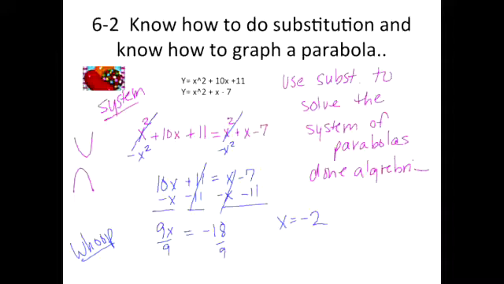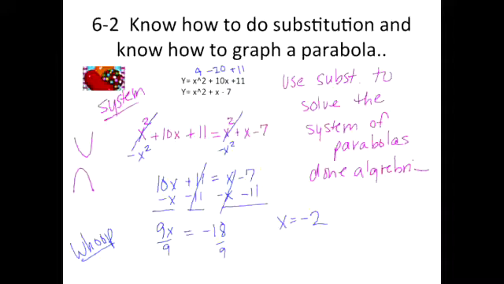So -2 squared is +4. -2 times -2 is +4. -2 times 10, that would be -20 plus 11. So that would be -16 plus 11. -16 plus 11 is -5. Okay, so that means I've got one solution, -2, -5.